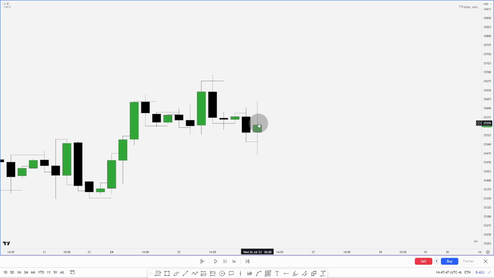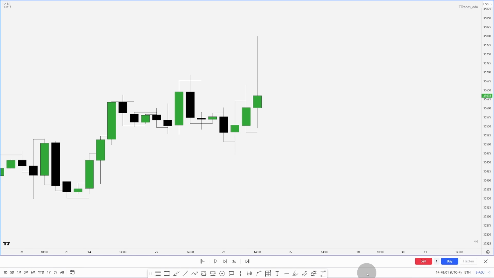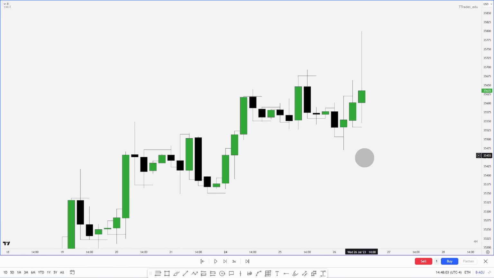Take this, close back inside, so from here, I'd be looking for the previous candle's high. And right there, close back in, so I'd want to be looking for this low. And you can see we are wrong there.